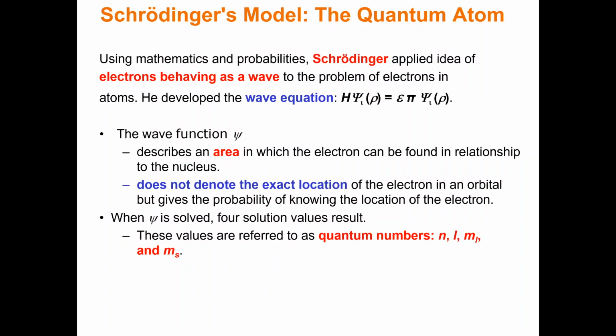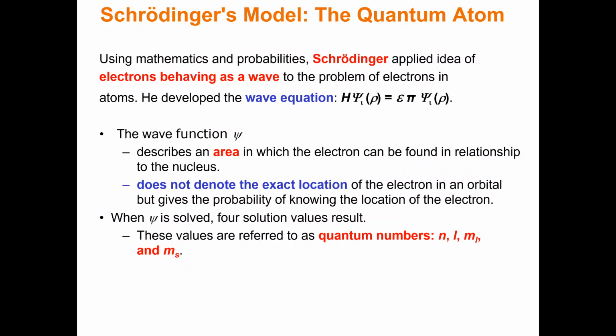I'm interested for you to know what this equation does more than knowing the actual equation itself. What this does is describe an area in which the electron can be found in relation to the nucleus. What it doesn't do is denote the exact location of the electron, but only the probability of knowing the location of the electron. In other words, it gives you a general area. It tells you the general shape and probability of where the electron might be. It doesn't tell you it will be exactly there. It just says it'll be in this general area.